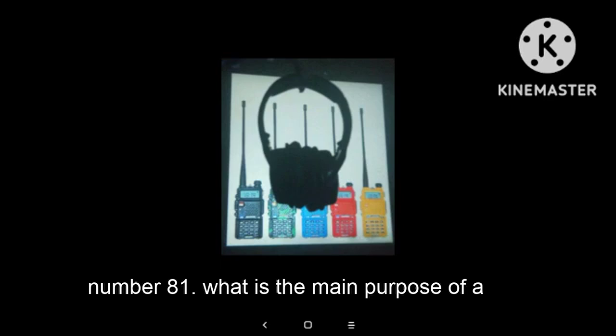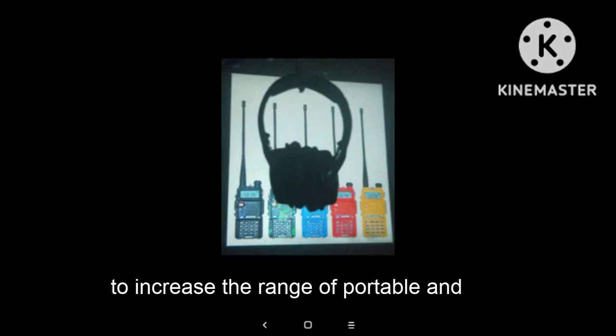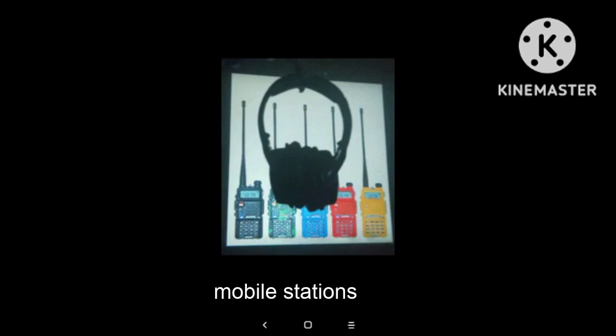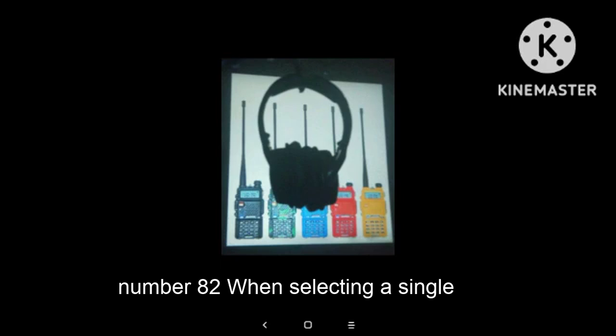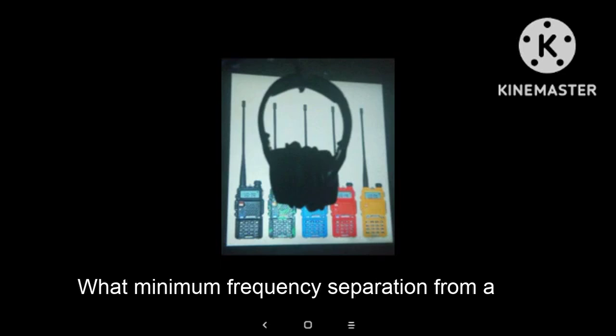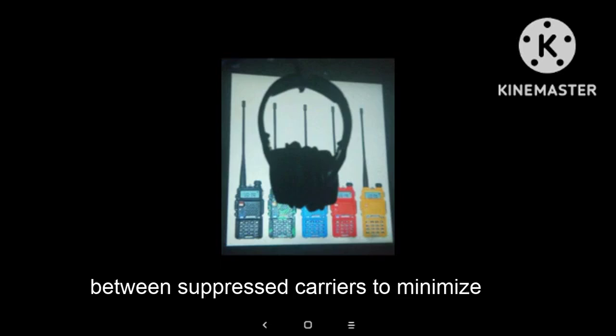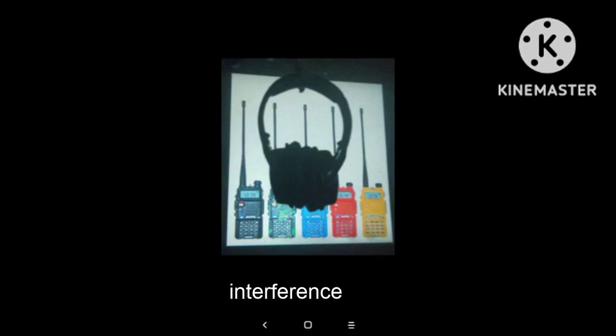Number 81. What is the main purpose of a repeater? To increase the range of portable and mobile stations. Number 82. When selecting a single sideband phone transmitting frequency, what minimum frequency separation from a contact in progress should you allow between suppressed carriers to minimize interference?